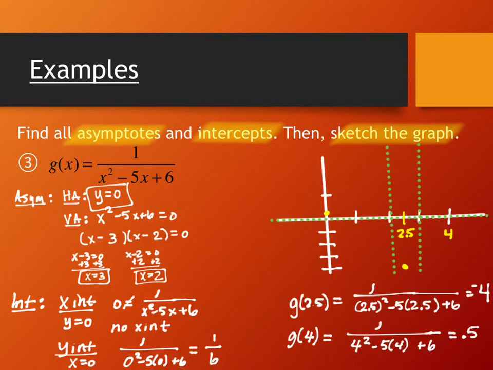That's about right here. And at x equals 4, I have positive 1/2. So about right here. Okay, the 3 dots are in 3 separate regions. This is not connect the dots. I have to pay attention to my asymptotes. They give me the direction for the general shape.